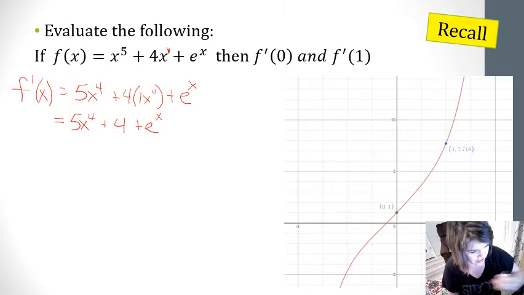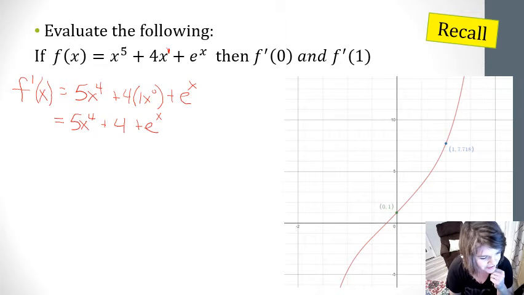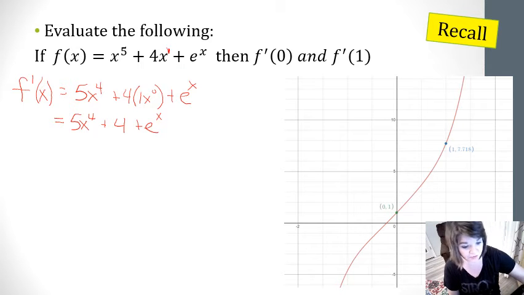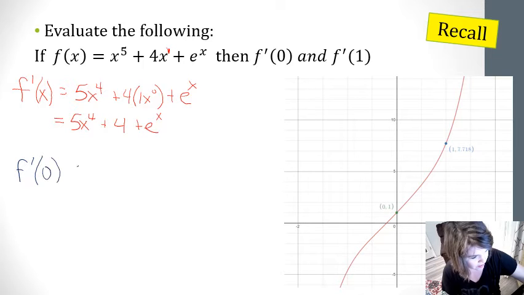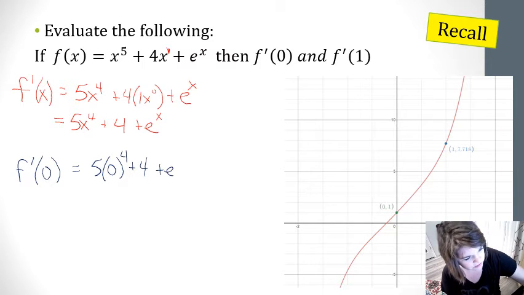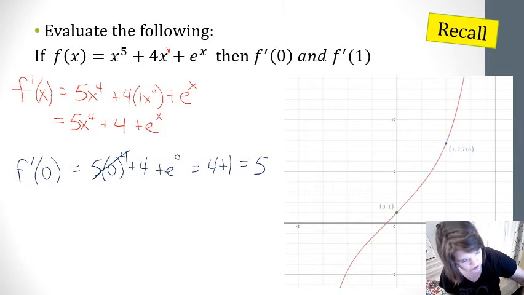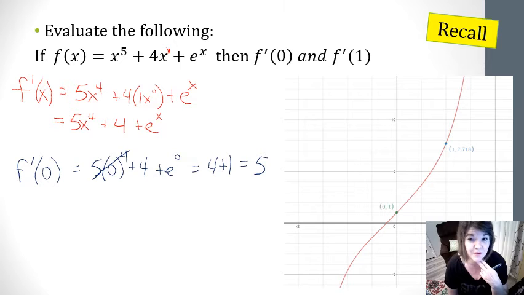So what do they want us to find? They want us to find f prime of 0, which is the slope of the tangent line at 0. So f prime of 0 is 5 times 0 to the fourth plus 4 plus e to the 0, which is 5 times 0 is 0. So it's 4 plus 1, which equals 5. So what does this mean, guys? Well, when we find a derivative, we find the slope of the tangent line.